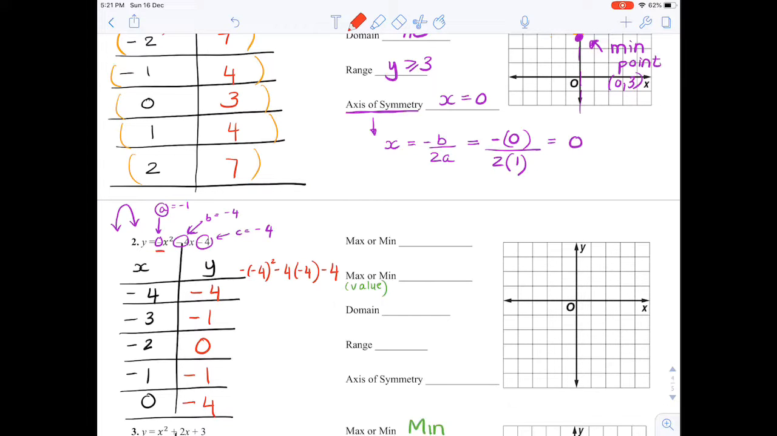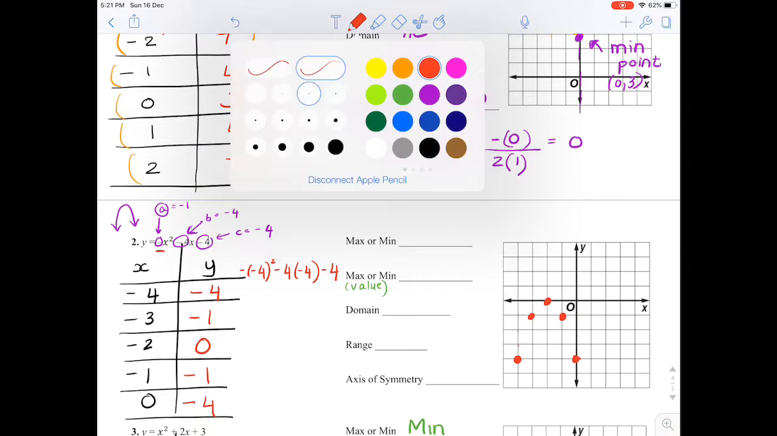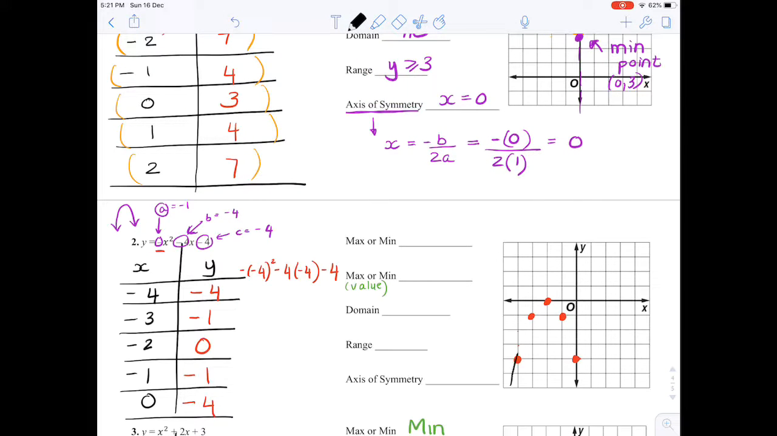When x is negative 4, y is negative 4. So 1, 2, 3, 4. 1, 2, 3, 4. Here we go. When x is negative 3, y is negative 1. When x is negative 2, y is 0, so there it is right there on the x-axis. Negative 1 goes with negative 1, there's that mirror image happening again, and 0 with negative 4. So now as smoothly as you can, use your pencil and draw in the smoothest curve you can. Oy, better than mine, I hope. There we go. Okay, so hopefully what you can see there is this one has a maximum point.